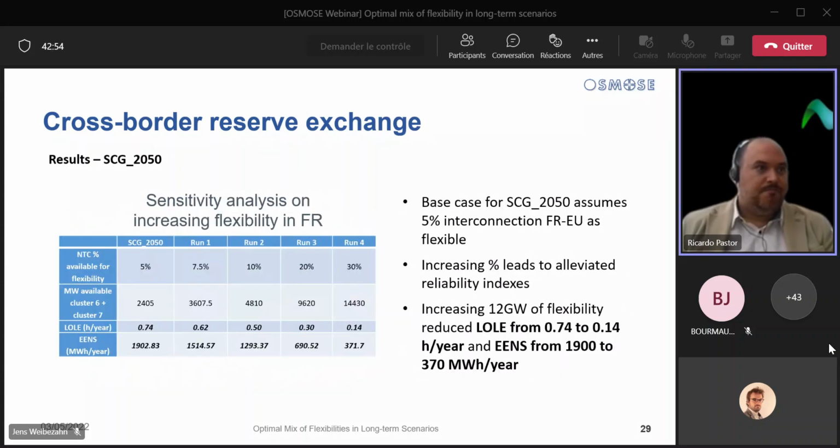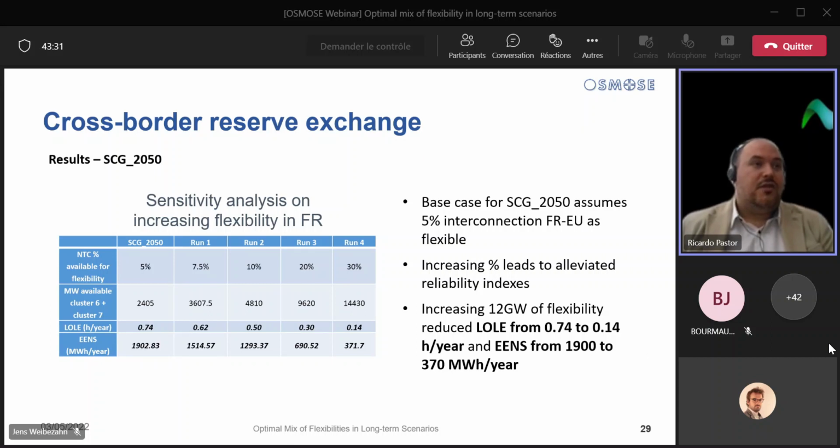Please move forward. Now looking at the results from the sensitivity analysis on the increased flexibility in France. In the base case of the scenario current goals 2050, it was assumed that 5% of the interconnection capacity between France and Europe would be modeled as flexible. The reliability indexes show the average where all the climatic years were used, then as we increase the flexibility available at the interconnections, the reliability indexes become more alleviated as expected.